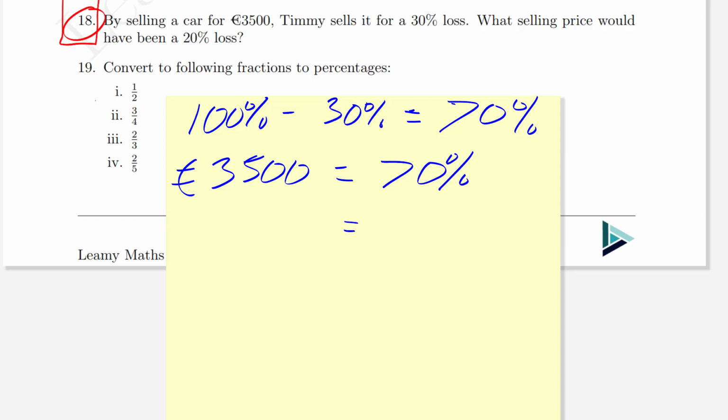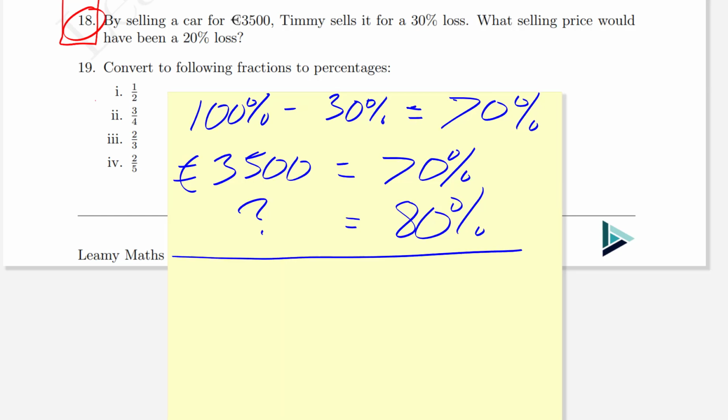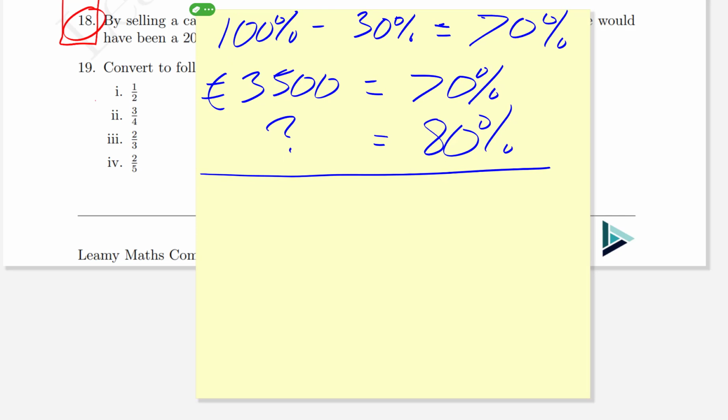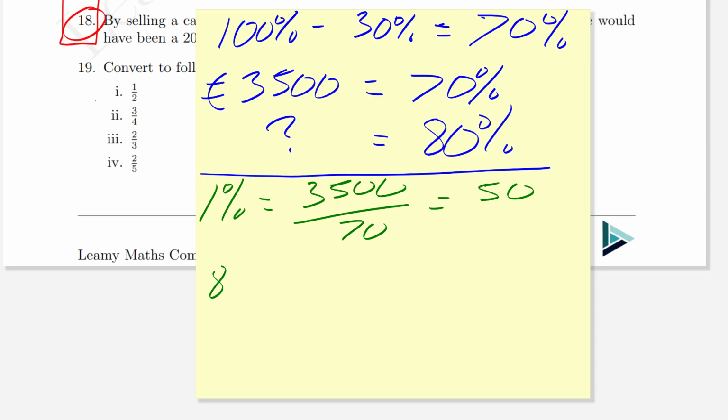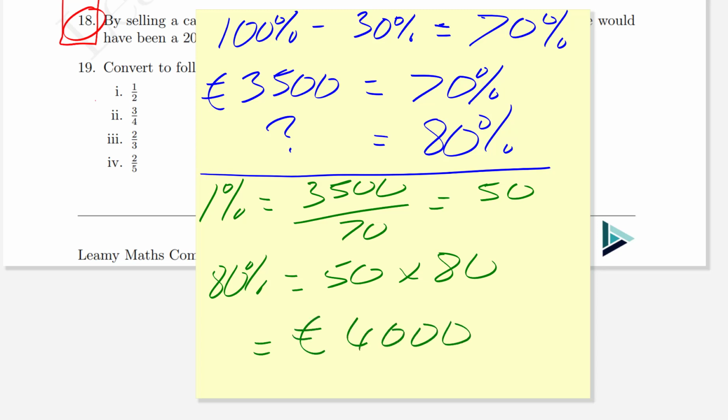And we're interested in a 20% loss. So a 20% loss would mean you're selling it for 80%. What would you be selling it for if you sold it for 80% of what you bought it for? So same again, we have 70%, we're looking for 80%. So first of all, get 1%. 1% will be 3,500 divided by 70. And that is 50. Then 80% would be 50 times 80, which is €4,000. So if you sold it for €4,000, you would have sold it for 80% of what you bought it for, meaning that would be your 20% loss.